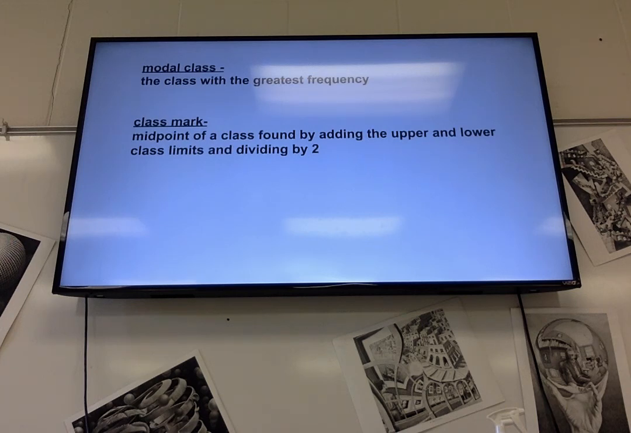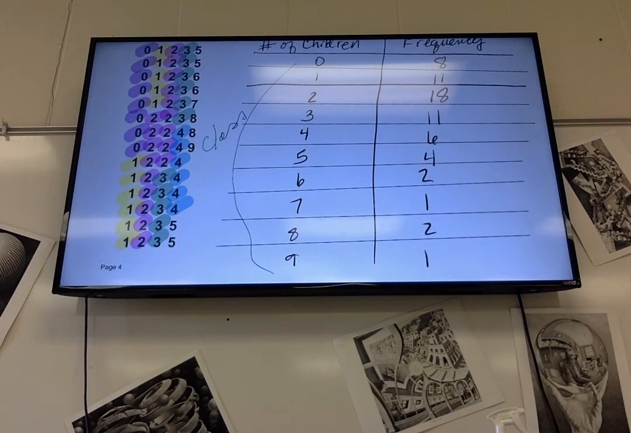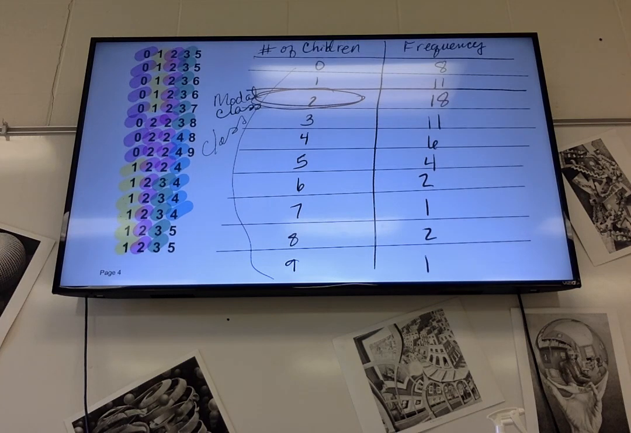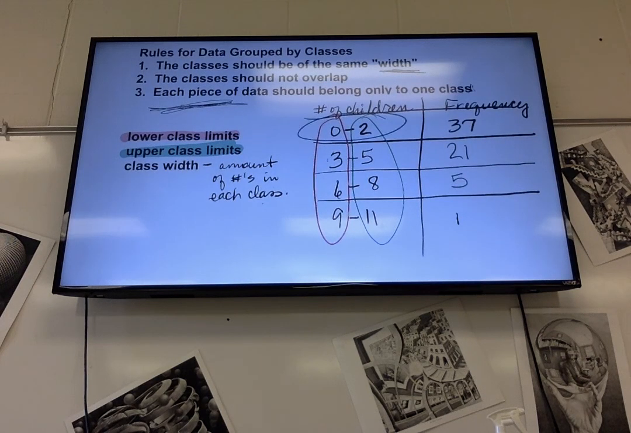Okay, so the modal class, think of it as like the mode. The mode is the number that occurs the most often. So the modal class, like if I'm talking about here, the modal class would be 2, because 18 is the biggest one. For this one, the modal class would be 0 to 2, because 37 is the biggest one. And you can have more than one mode if there's 2 of them that were both the highest.